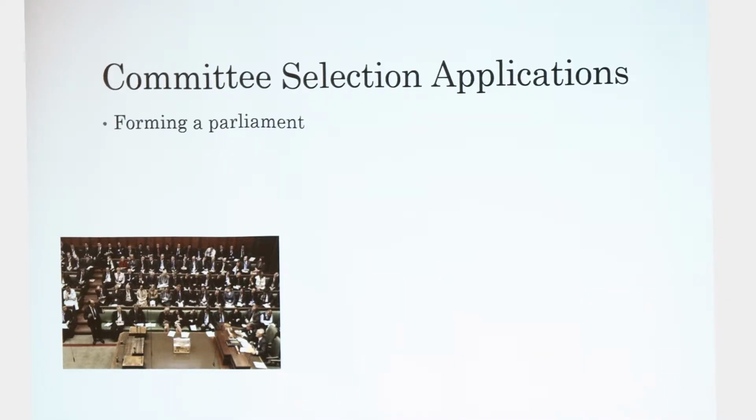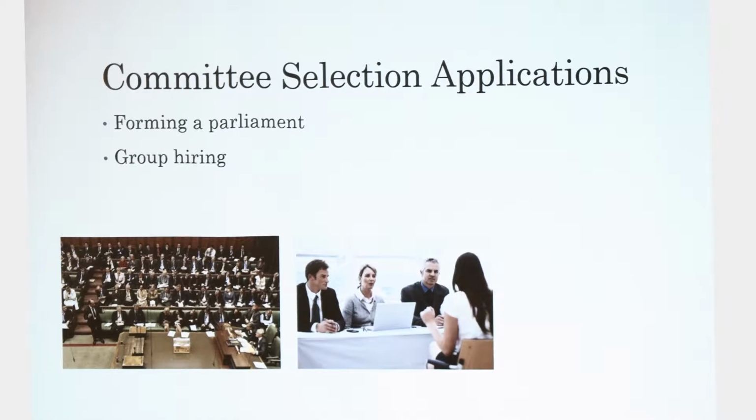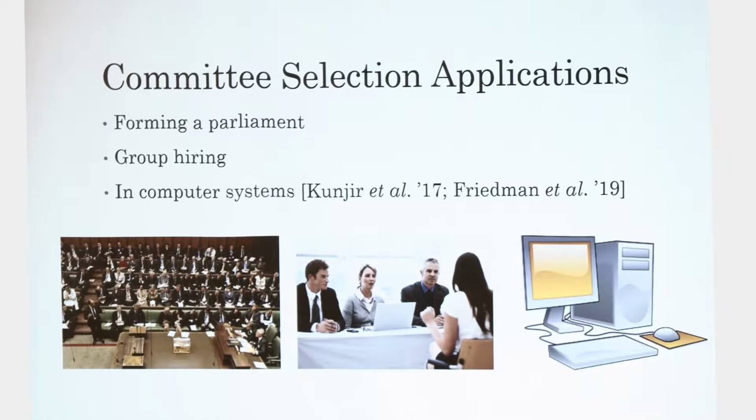Committee selection problems have many applications. For example, we may select a parliament from people, and we may want to hire a group of people during the hiring process. Or it's also used in computer systems. So for example, a program may want to put some data into the cache, but the cache can only, for example, hold K bits of data. And there are many programs. So we need a process to select the data that we want to put into the cache.